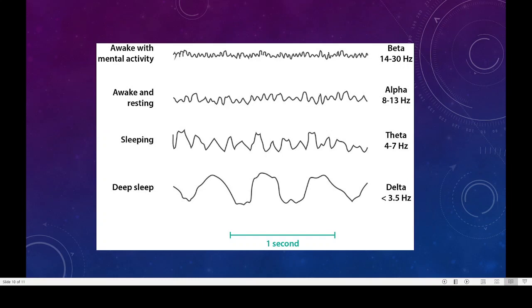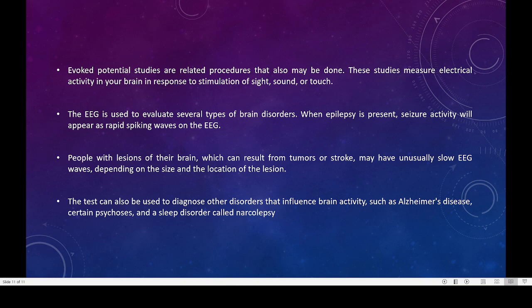Beta waves mean high brain activity. Delta waves mean low brain activity. So here, the wavelength is more, or higher the wavelength is, the frequency is less; lower the wavelength, the frequency is more. So this is how we distinguish the different types of brain waves.